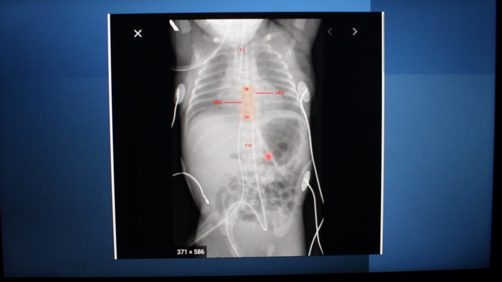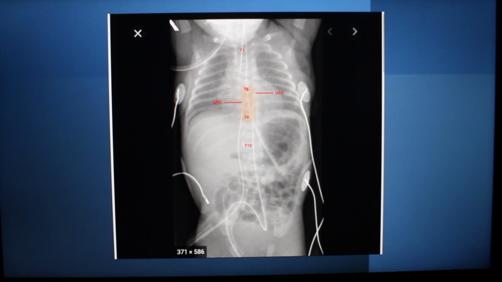Our OG is here. This might be in a little far. Here's the stomach bubble. We could pull it back a little bit. Baby's well inflated, down to T8. The leads are off the chest, giving us a very clear picture of the baby. The vertebral bodies are straight. The ribs are straight on both sides. Baby is being held. His head is in the midline. This is an excellent X-ray.